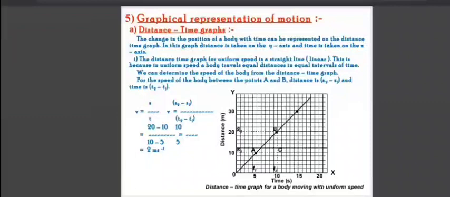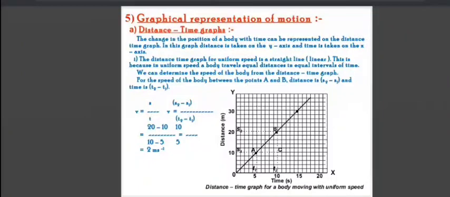From the distance time graph, how will you find the velocity? Now the velocity formula is displacement upon time, that is y-axis upon x-axis. So there is something called slope. You might have studied it in mathematics. The formula to find slope is y2 minus y1 upon x2 minus x1. So take any 2 points.